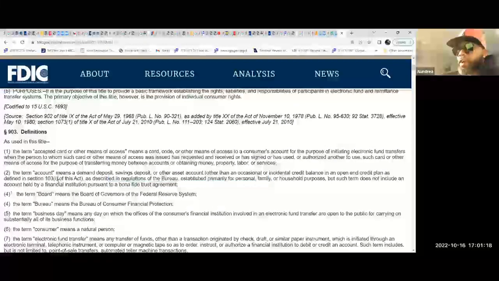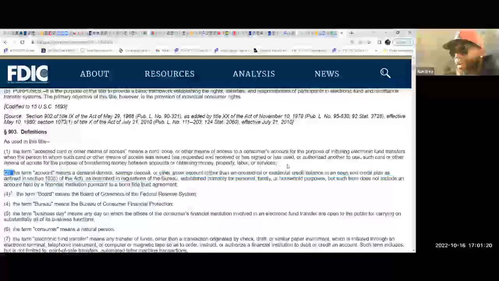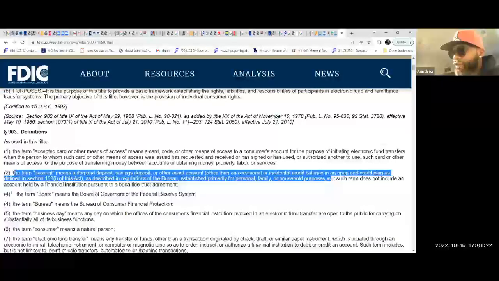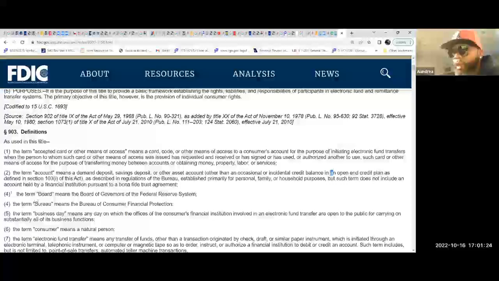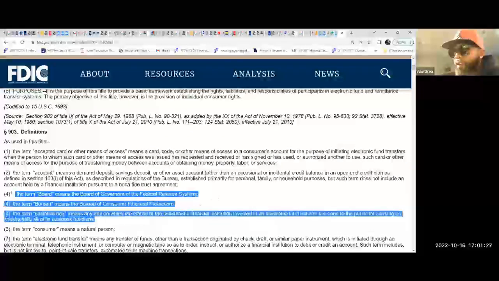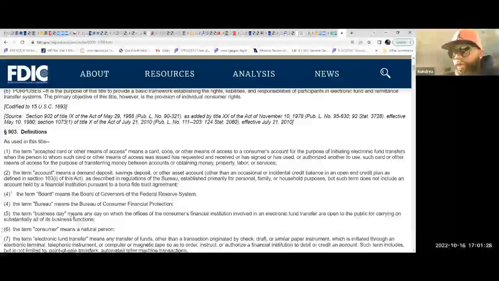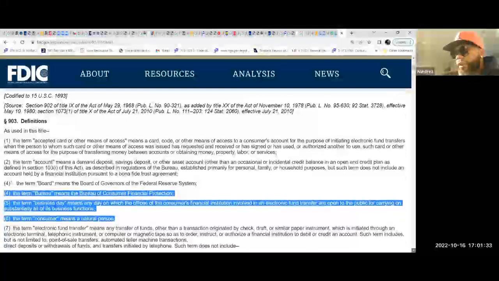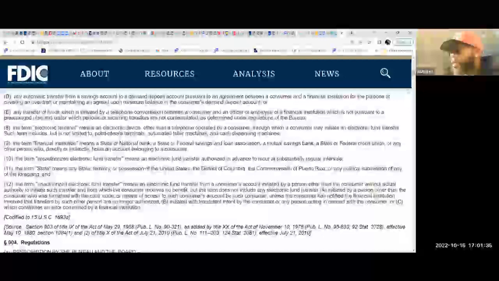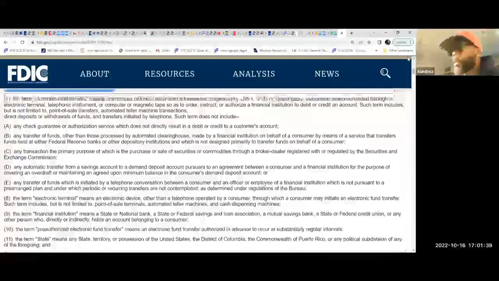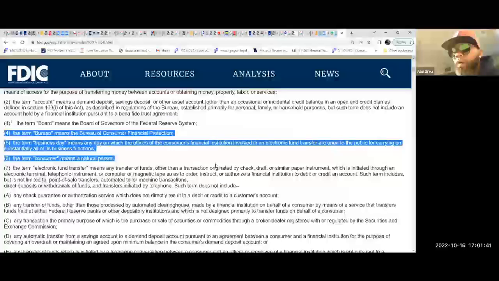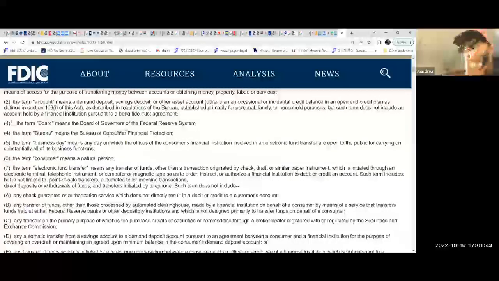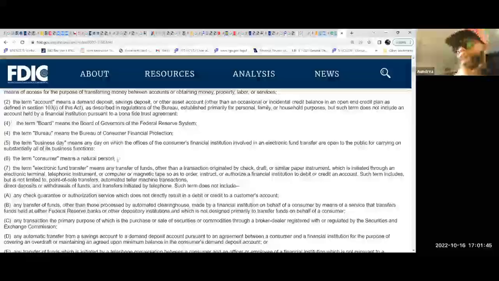So this demand account that it's talking about is an account that's created for somebody's household benefit, right? Now, the Board is the Board of Governors of the Federal Reserve, and the term Bureau is the Consumer Financial Protection Bureau, which is also in connection with, if you notice how they connected with the Board of the Federal Reserve.